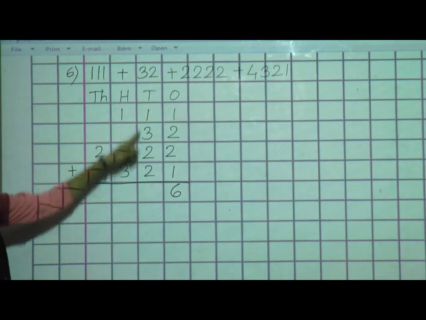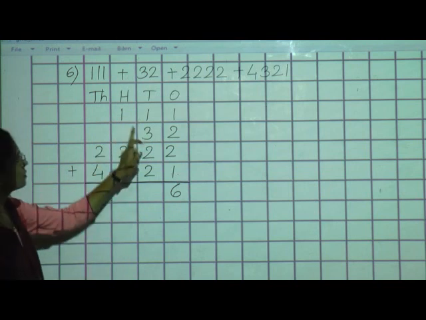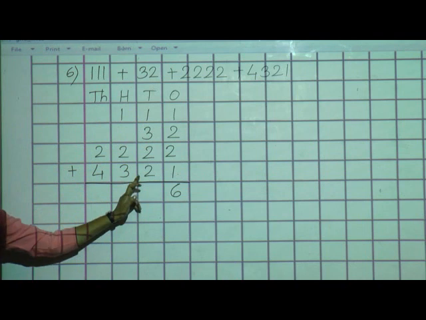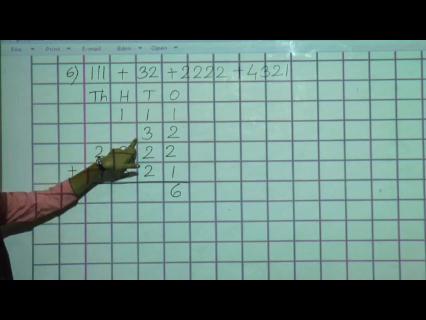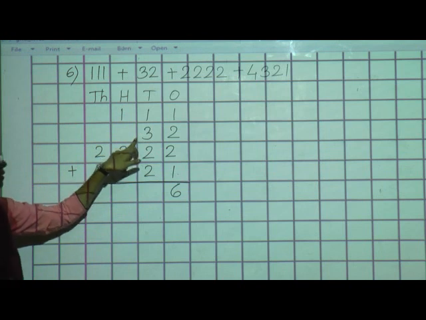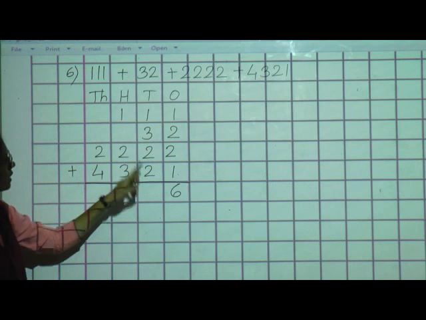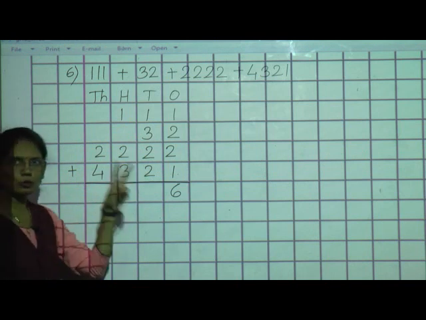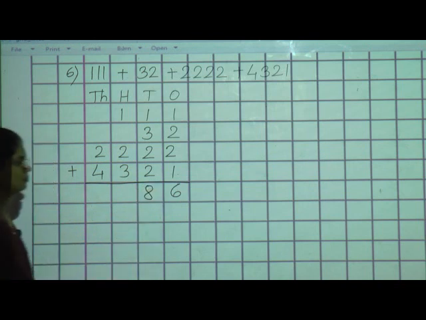Now see the tens place numbers. At tens place 1, 3, 2 and 2, these 4 digits are there. So add these 4 digits. 1 plus 3, 4. 4 plus 2, 6. Again, to the 6 we have to add 2 more. 6 plus 2, 8.